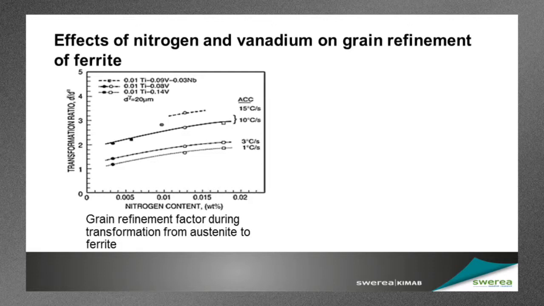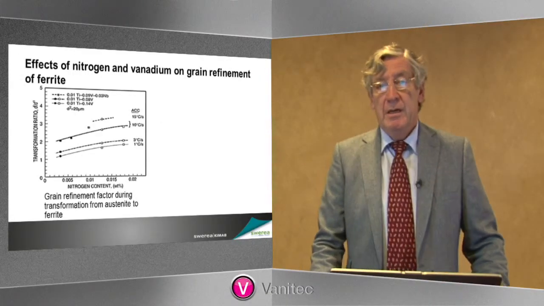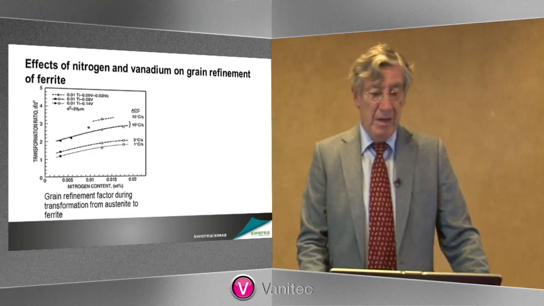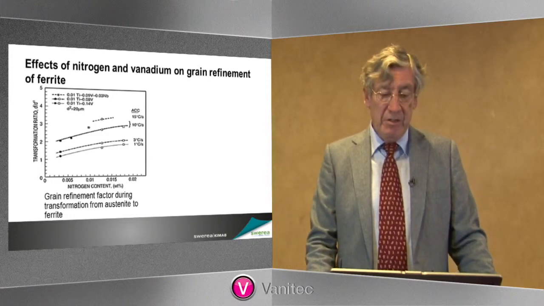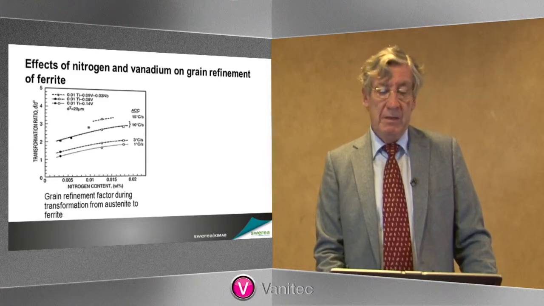But a very interesting additional factor is that as the nitrogen level of the steel is changed, so the transformation ratio also increases. So one of the things that is happening when we add higher nitrogen contents to the vanadium steel is that it's giving us an improved refinement of the ferrite grain structure, getting finer ferrite grains out of a given austenite grain structure. That is one of the many advantages that we will find when we add nitrogen to steels with vanadium.